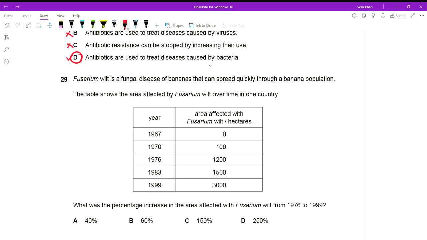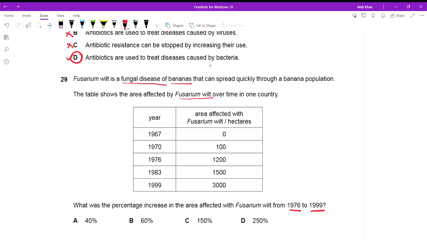29. Fusarium wilt is a fungal disease of bananas that can spread quickly through a banana population. The table shows the area affected by fusarium wilt over time in one country. Year 1967 area affected 0 hectare, 1970 it is 100 hectare, 1976 1200, 1983 1500 and 1999 it is 3000. What was the percentage increase in the area affected with fusarium wilt from 1976 to 1999?